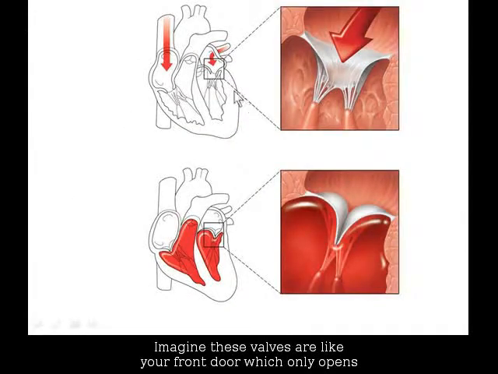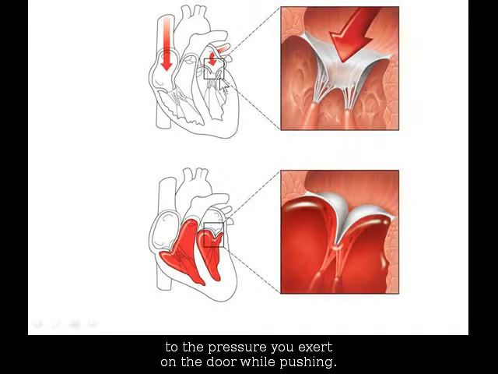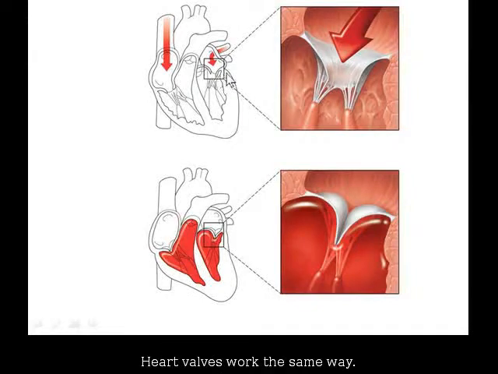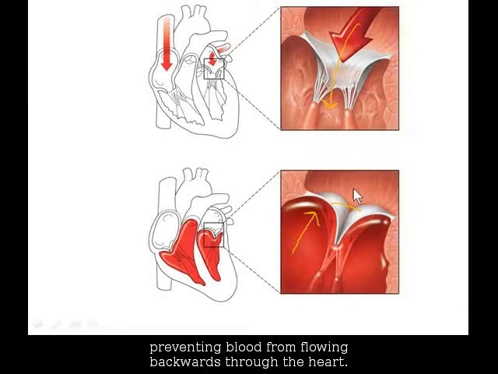Imagine these valves are like your front door, which only opens in one direction, and it opens in response to the pressure you exert on the door while pushing. Heart valves work the same way. A buildup of blood pressure on one side of the valve causes it to open. However, pressure on the opposite side of the valve causes it to close, like shutting a door, preventing blood from flowing backwards through the heart.